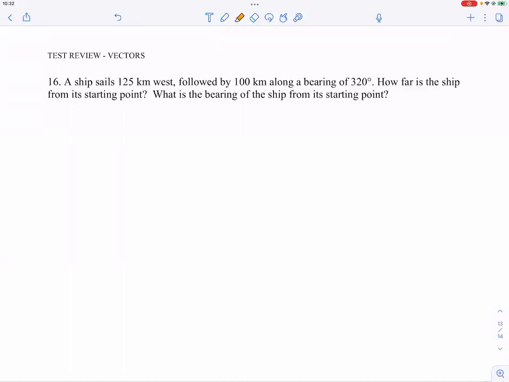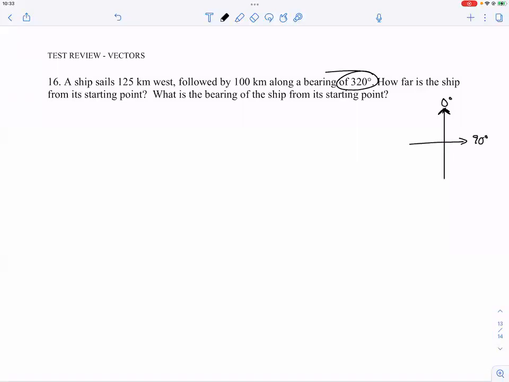All right, for number 16, a ship sails 125 kilometers west. So now we are doing navigation, and we're going to see some degrees and make sure that 0 degrees is pointing north. Okay, that's what we do when we do direction bearings. And the east is 90 degrees.